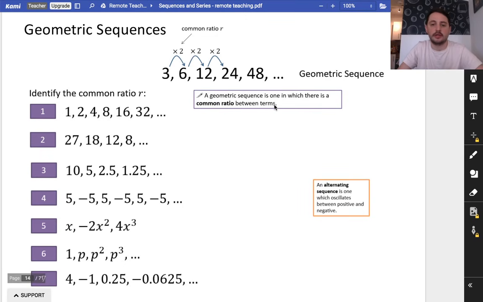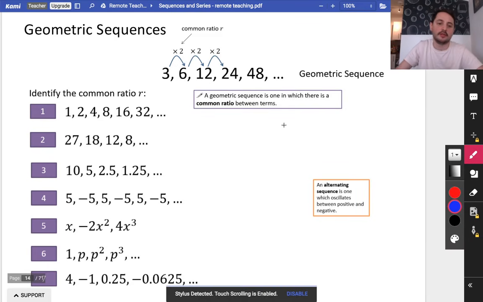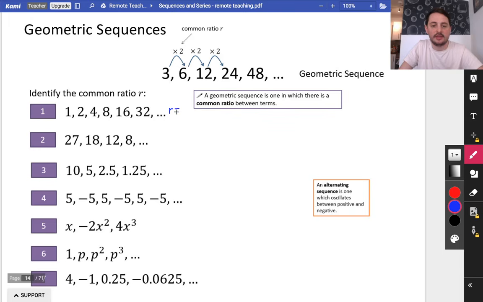So I've written here that a geometric sequence is one in which there is a common ratio between the terms. So you can either just have a look at the sequence and say to yourself, okay, well I know that 3 times 2 is 6 and 6 times 2 is 12. Or there are some other techniques that might help you to figure out what the common ratio is. So this kind of one is pretty simple, right? If we're going to try and say what the common ratio is here, we can clearly see that this sequence is a doubling sequence.